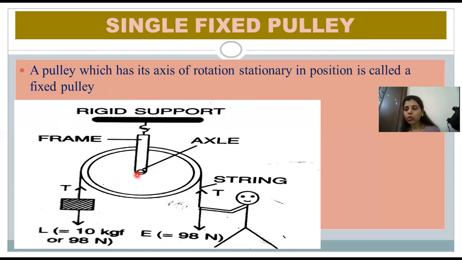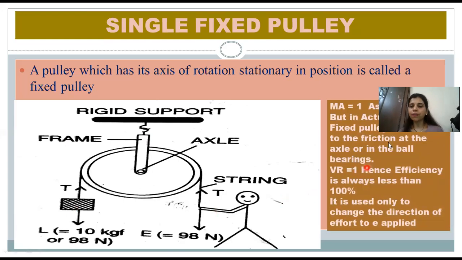Now, what can you guess about the MA of a single fixed pulley? Here you can see this is the load and this is the effort. Whenever we are talking about the mechanical advantage of a machine, the formula for that is load upon effort. So you can see load and effort are equal, because whatever is the weight of the load, that much effort you'll have to apply when you're trying to pull it. So as load and effort are equal, MA is going to be equal to 1. So that is what I have written over here.